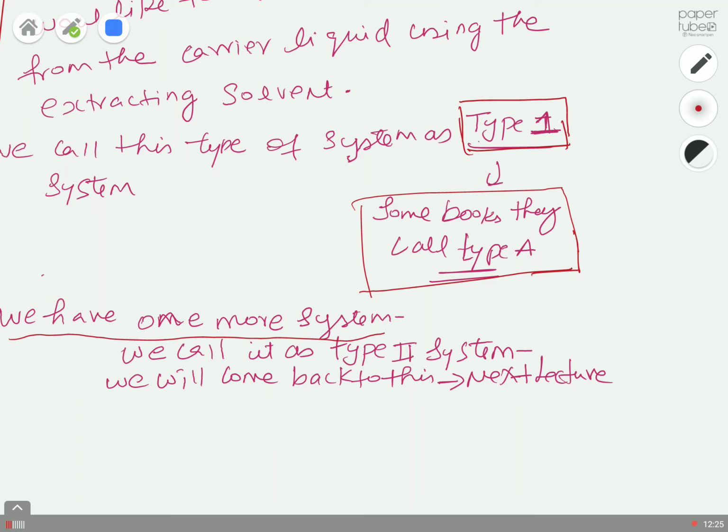And apart from this type 1 system, we have one more system. It's called type 2. Type 2 is a slightly complex system. It's not really heavily complex, but we are not going to see it in this lecture. For the moment, this whole lecture, we are going to deal with type 1. Type 1 refers to a system where your solute is completely miscible with your carrier liquid and your extracting solvent, but your carrier liquid is not miscible with the solvent which you are using to extract the solute species. And then let's go to the next page.